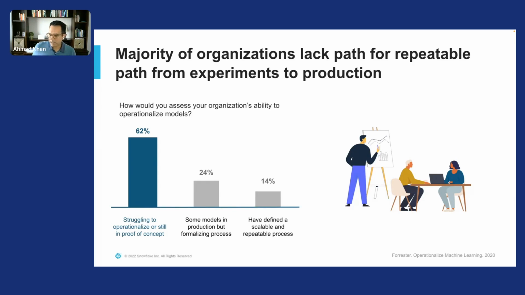And this is not just us saying it. This is a study that was done by Forrester back in 2020. The key piece there is 14%, and I don't think it's changed that much. I would still venture to guess that less than 20% of organizations have a repeatable and defined process of going from a machine learning experiment to a model deployed in production that can then serve a downstream machine learning enabled application.